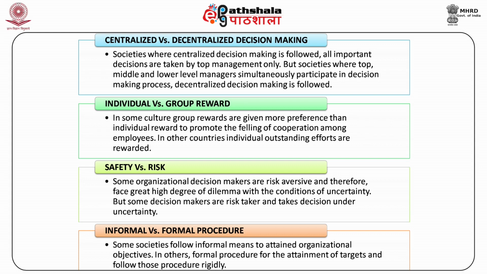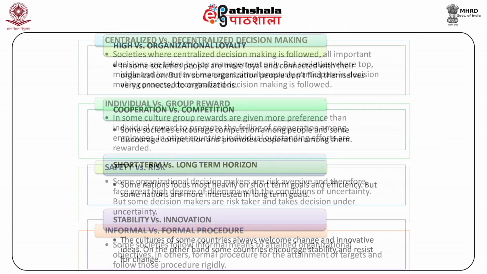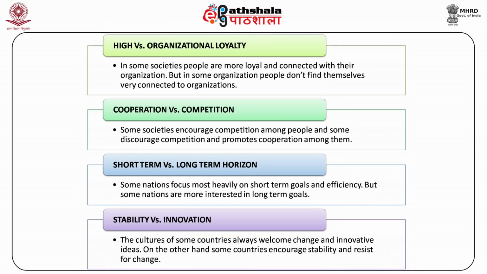Third, safety versus risk. Some organizational decision makers are risk averse and therefore face great degree of dilemma with the conditions of uncertainty. But some decision makers are risk takers and take decisions under uncertainty. Fourth, informal versus formal procedure. Some societies follow informal means to attain organizational objectives. In others, formal procedures are followed for the attainment of targets and those procedures are followed rigidly.